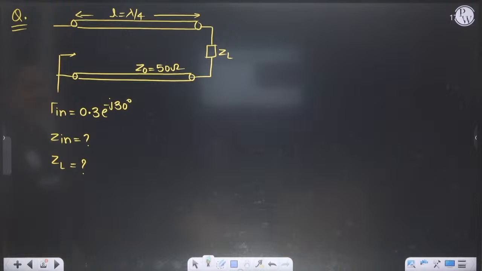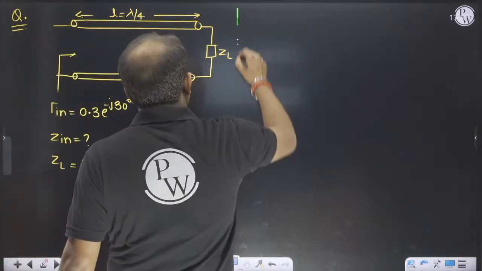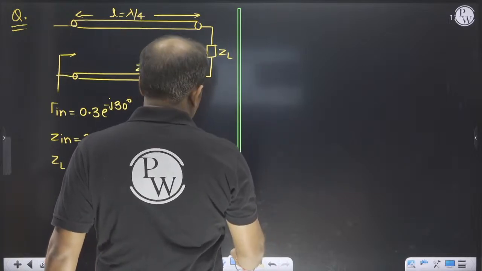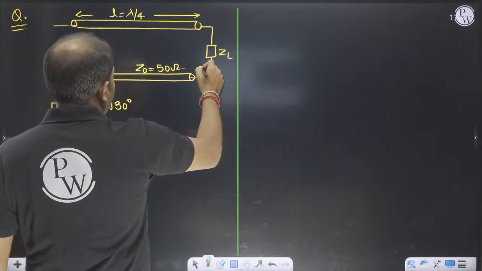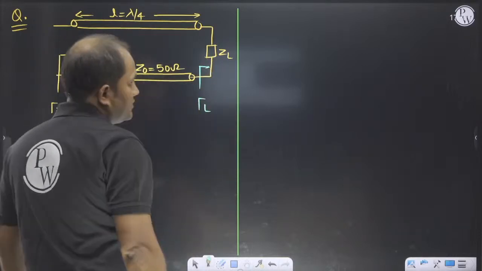What will they ask? The length is lambda by 4, Z0 is 50 ohm, gamma in we know as 0.3 at 30 degrees, and Zin and ZL we have to find out. So gamma in we know, Zin we have to find out, and ZL we have to find out. This is the point here. So first of all, what we will do is try to find out the ZL formula, or Zin you can easily find out. So first of all, I will try to find out ZL. How will we find it? You can find it by two methods.